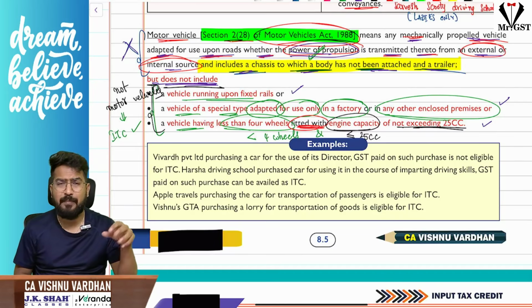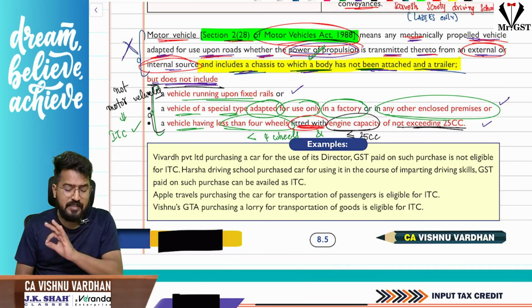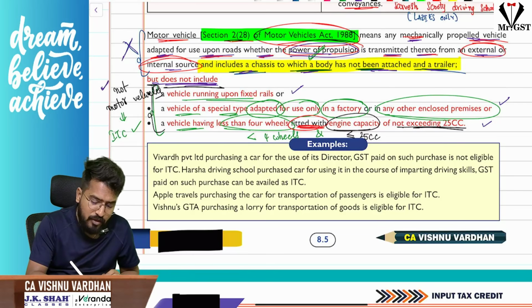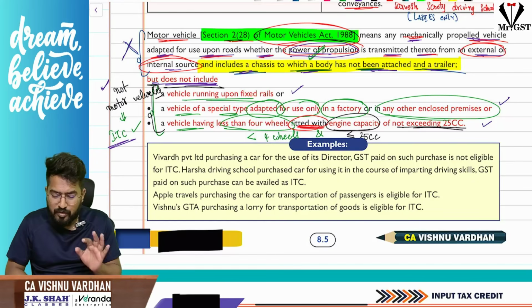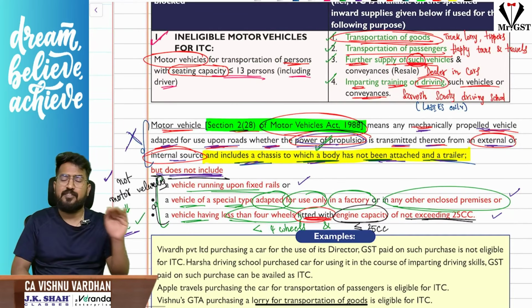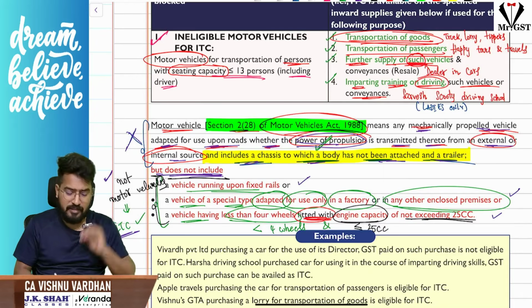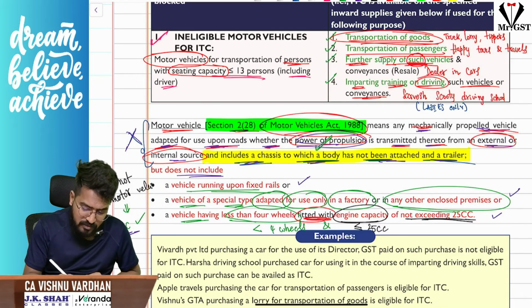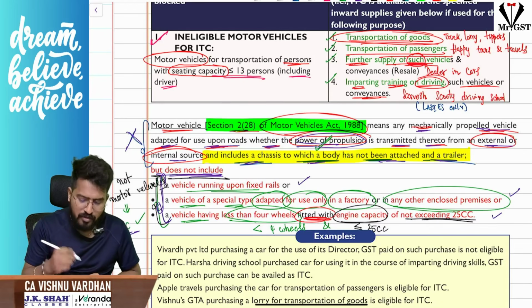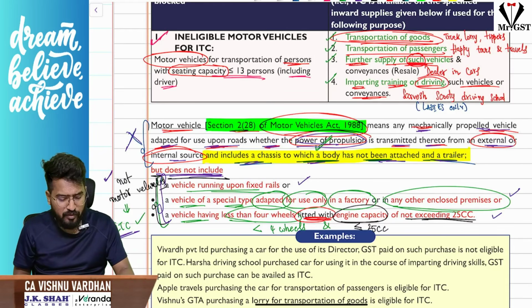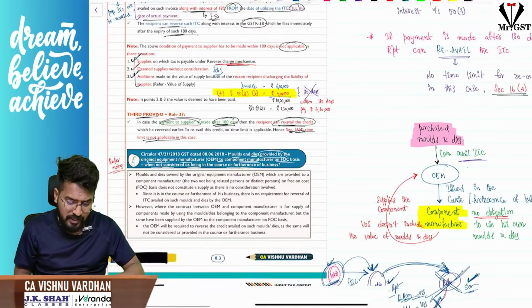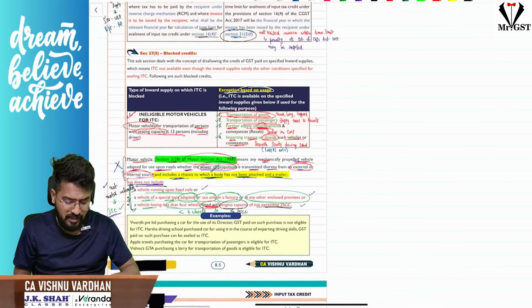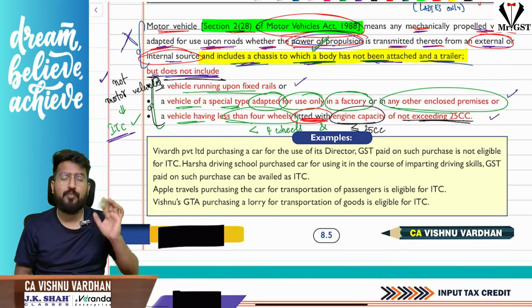For example, we are getting some battery cycles, no? Such things are not motor vehicles, and you can happily enjoy ITC if you buy them. That is a very interesting thing. So please understand that for motor vehicles, if you buy with less than or equal to 13 seating capacity, you cannot take ITC. But these three things are not motor vehicles. So even though you buy them for business purpose, even though it is less than or equal to 13 seating capacity, yes, you can happily avail ITC. That is the interesting part here. Hope it is clear for you.